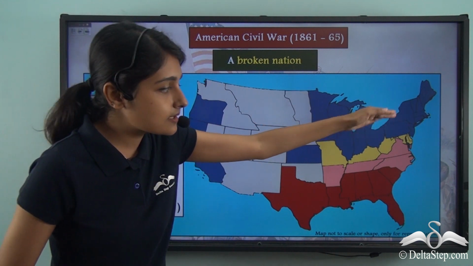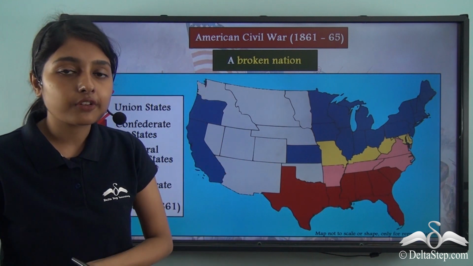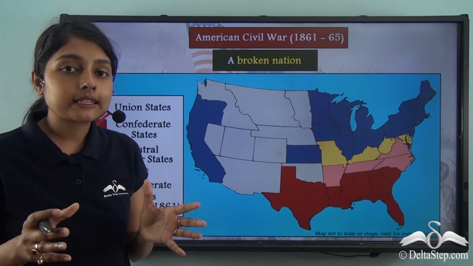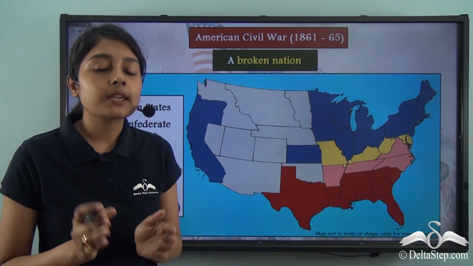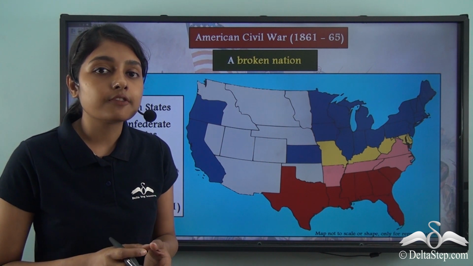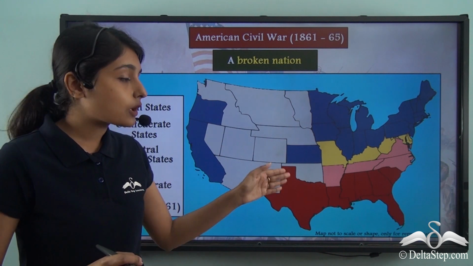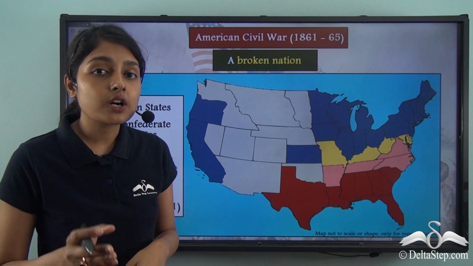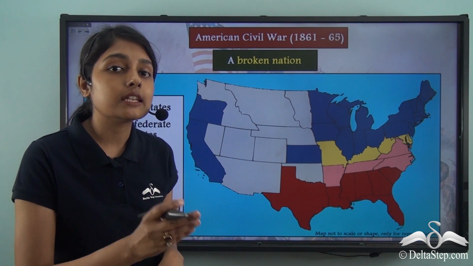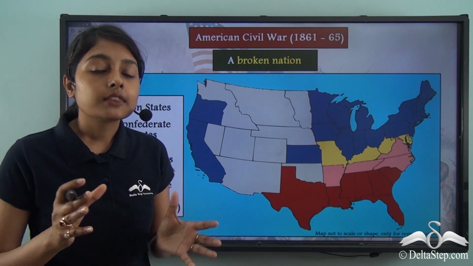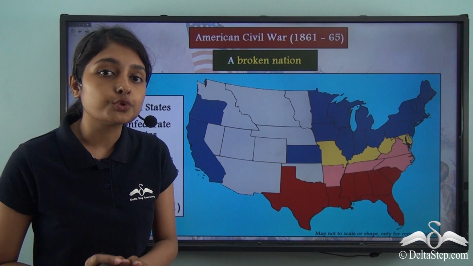So the Union states on the one hand were fighting against the Confederate states on the other hand, and this marks the American Civil War. Now you should keep in mind that the American Civil War was not between two different countries. The Confederate States of America was in no way an independent nation. It was not an independent country. The United States of America had simply been divided into two groups.